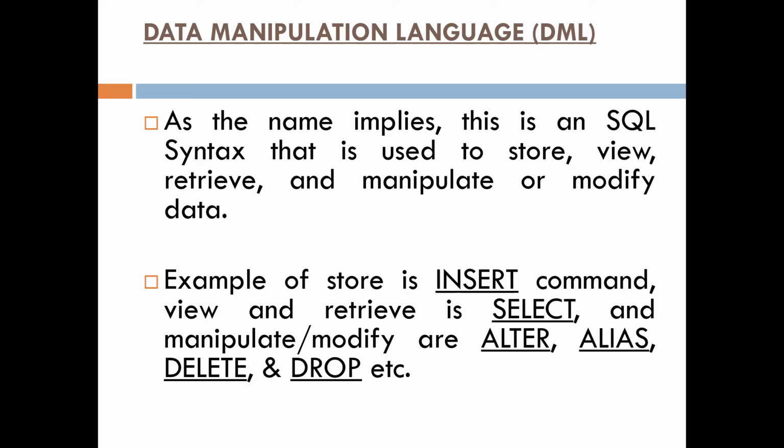Or select, and you can do a select asterisk, and that means select everything. And then you can say this table or this column within this table. And that's how you can view and retrieve with select. And then manipulate, modify, or alter, alias, delete, and drop.